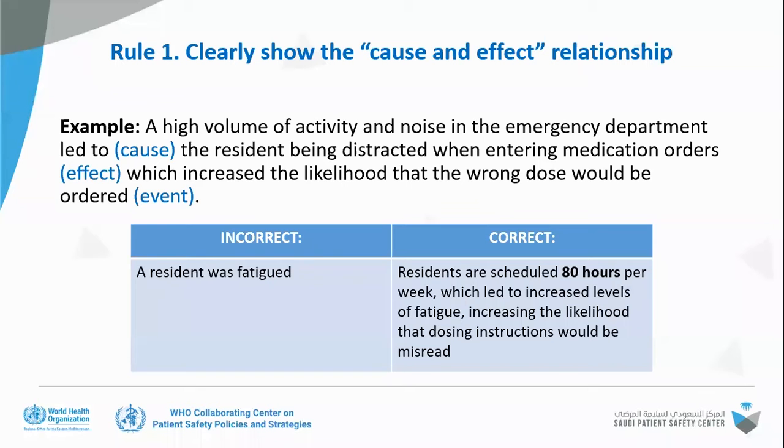First rule, clearly show the cause and effect relationship. The example for this rule is if you have a high volume of activity and noise in the emergency department, this is the cause. The resident is being distracted when entering medication orders. This is the effect, which increases the likelihood that the wrong dose would be ordered. This is the event. So it's incorrect to write "a resident was fatigued" during your process of gathering the information and documentation. The correct statement would be: residents are scheduled 80 hours per week, which led to an increased level of fatigue, increasing the likelihood that dosing instructions would be misread.